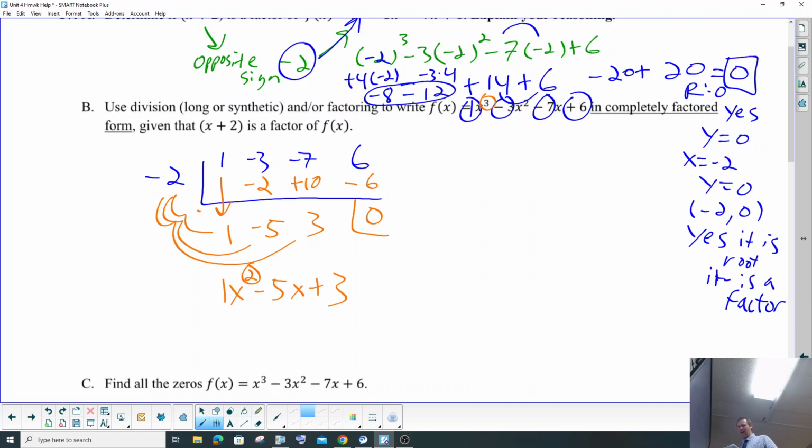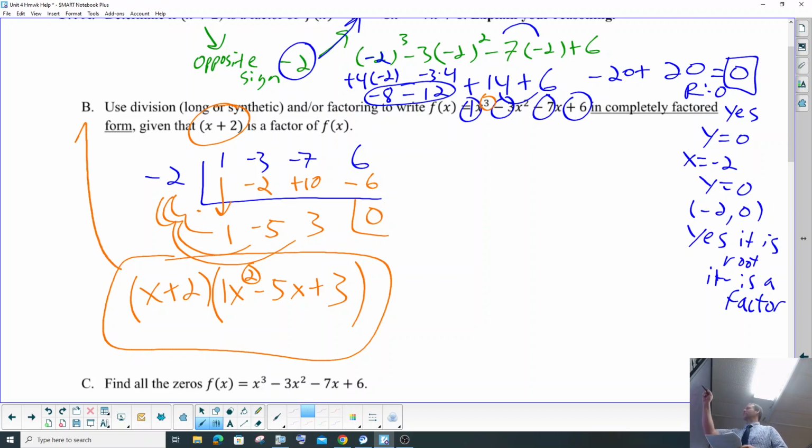So what does that mean? Can we factor that? No, we can't factor that. So we have one of our factors, which is x plus 2. We have another factor. So those are going to be our factors, right? That's the completely factored form. That's the answer to B.